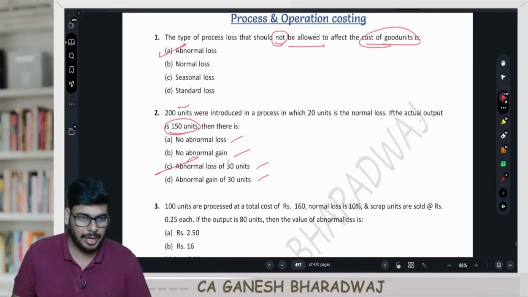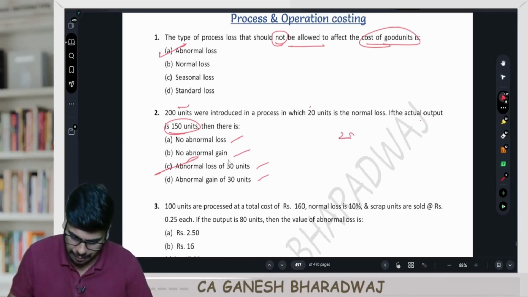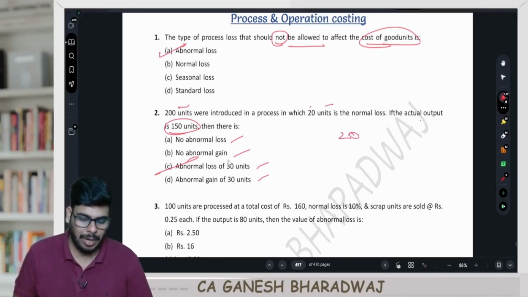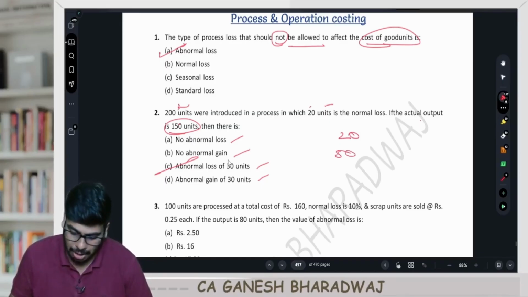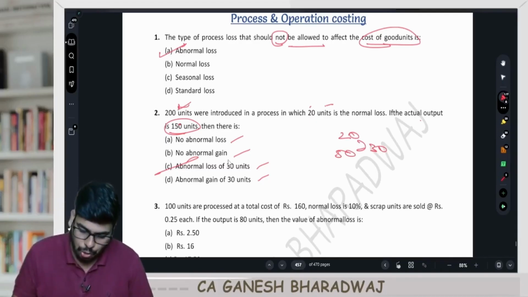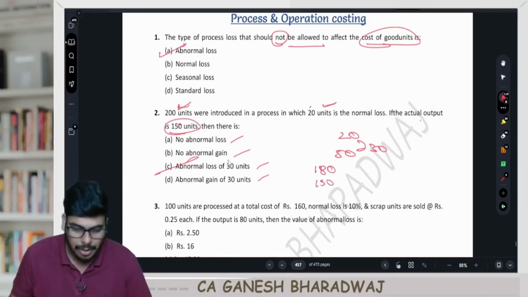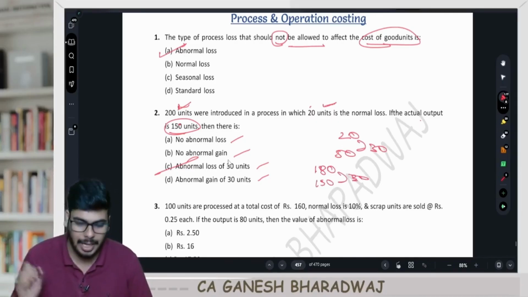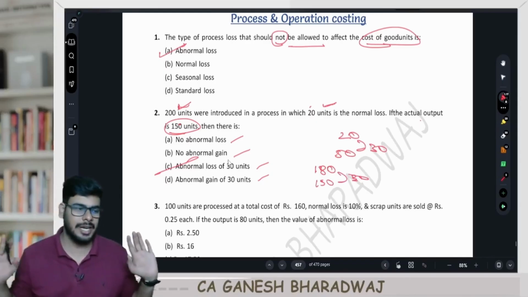200 units, right? Yes, you can do it in 2 ways. I was expecting a loss of how much? 20 units, right? But what was the actual loss? 200 minus 150. I got a loss of 50, which means 30 more is actual loss. Or in other words, 200 I inputted, 20 I expected to lose. So my expected good unit was how much? 180. But my actual good output was only 150. The difference between that is 30 abnormal loss. Clear with this, guys? Right? Are you all clear with this?